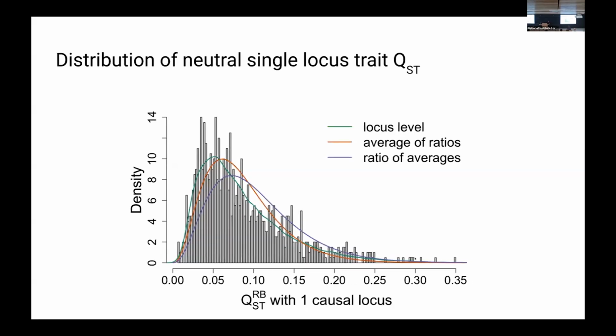It is also similar when we are looking at the distribution for a neutral single locus trait, QST. When we are looking at this distribution, we know that QST is essentially equal to FST when we are talking about the single locus trait. So it is highly recommended to use the locus level FST and also the average of ratios parameterized Lewontin-Krakauer distributions as a null for those FST-QST comparisons.